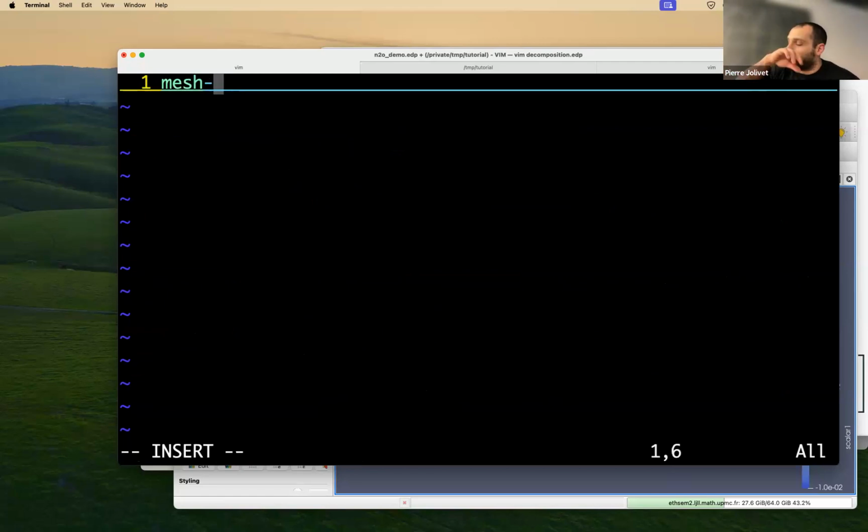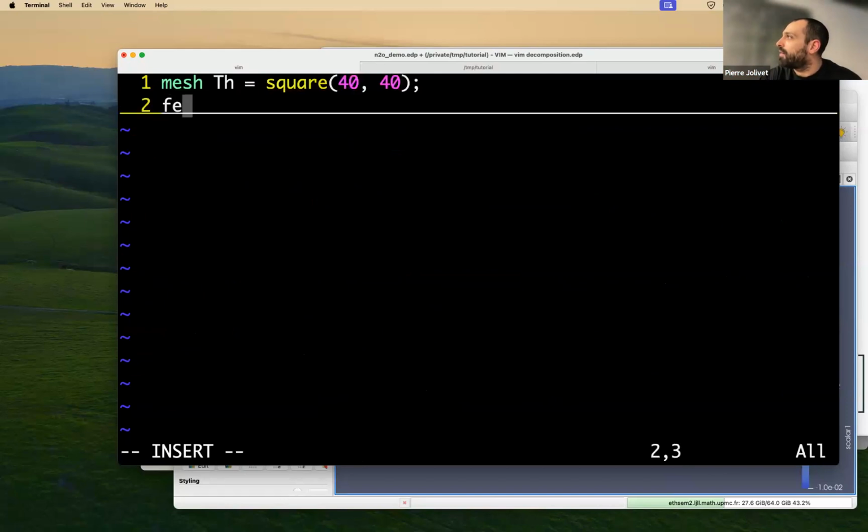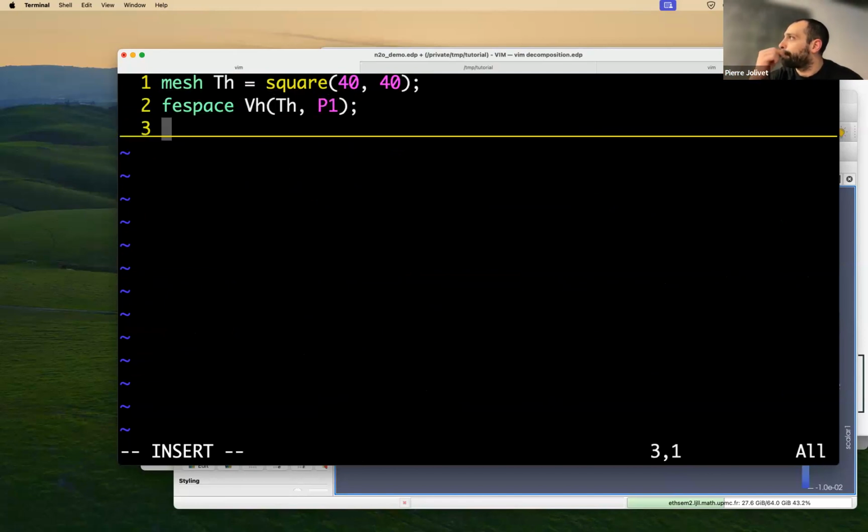Okay, so again, let's start with something simple. TH equal, let's say, square 40, 40, and then do fespace VH, TH, P1. On this fespace, we define a function, ufull, which is something like x plus 1.